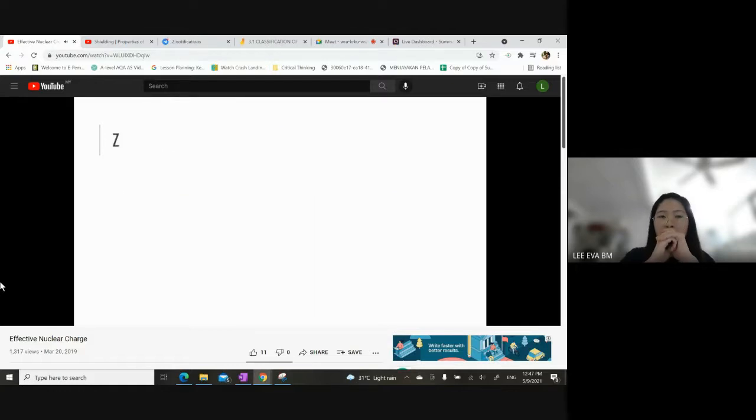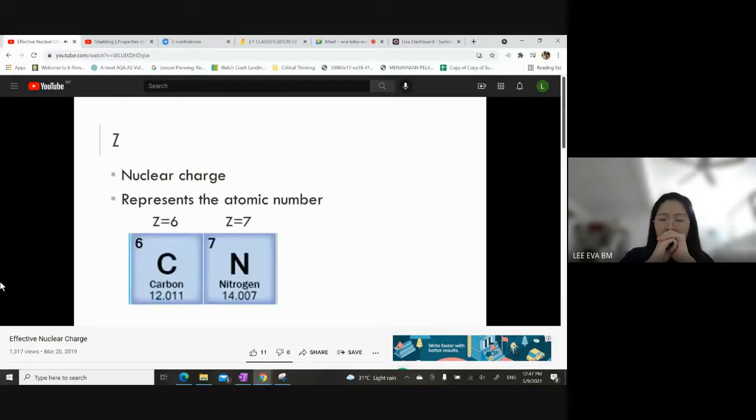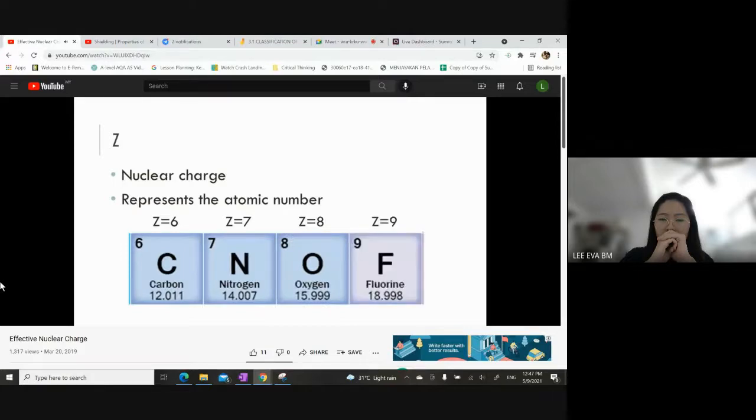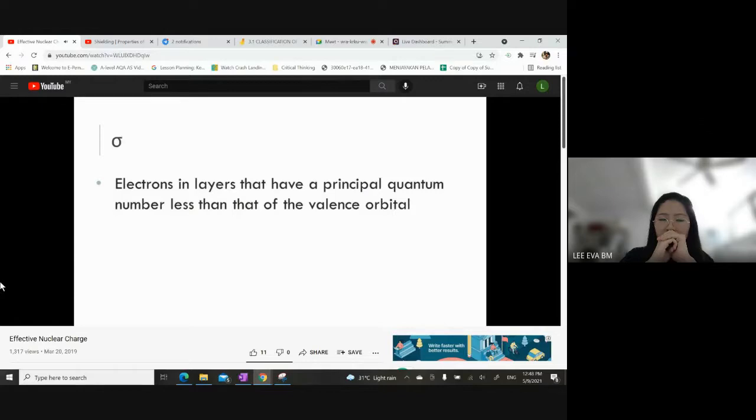Z is easy to find because it's simply the atomic number of the element. For example, carbon has a Z of 6, nitrogen has a Z of 7, oxygen has a Z of 8, and fluorine has a Z of 9. To find sigma, we have to count the electrons found in layers that have a lower principal quantum number than the valence orbital. To do so, we need to look at the electronic configuration of the element in question.